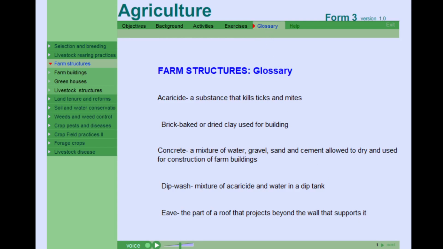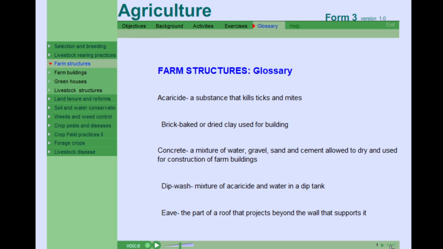Glossary. Acaricide is a substance that kills ticks and mites. A brick is a baked or dried clay used for building. Concrete is a mixture of water, gravel, sand, and cement allowed to dry and used for construction of farm buildings.